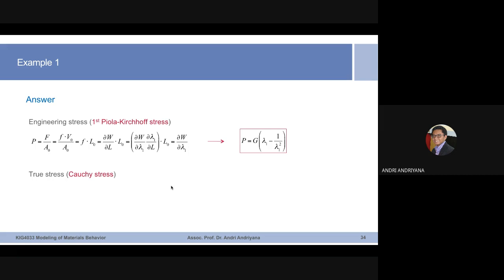I will leave a few minutes for you to do the true stress. Let's say a 10 minute break while you are working on the true stress, the Cauchy stress. What is the difference between true stress and engineering stress? The true stress is F over A, not A0. So please proceed with F over A and see what final equation you get for true stress. I will stop for 10 minutes. I will be back at 12:28.